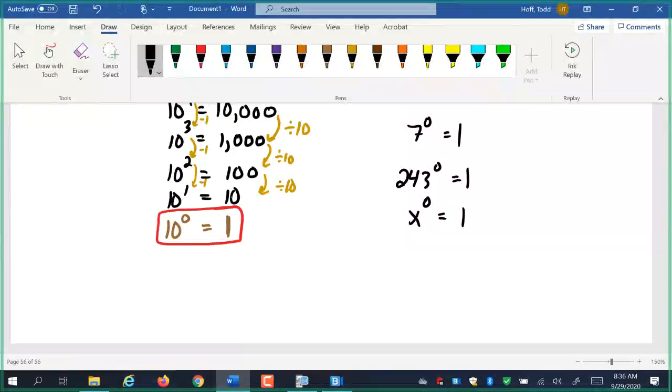That's worth making a note of because I have a little bit of a twisted sense of humor. And I wouldn't put it past me on a quiz or a test to have an extra credit question that looks something like this.